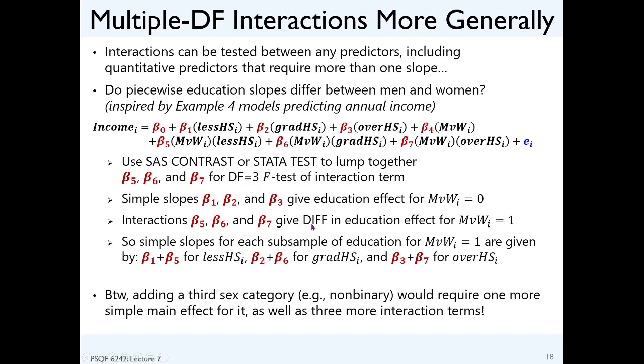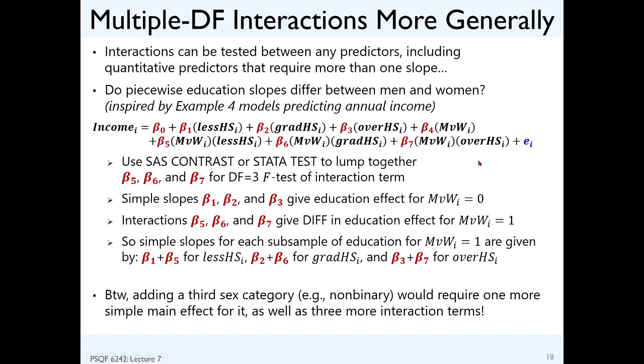And I could compute simple slopes for what the effect of education would be for women in the 1 group, which would be linear combinations of beta 1 plus how it differs for women in beta 5, beta 2 plus beta 6 for those who graduated high school, and then beta 4 plus beta 7 for the effect of education in women among those who had more than high school.